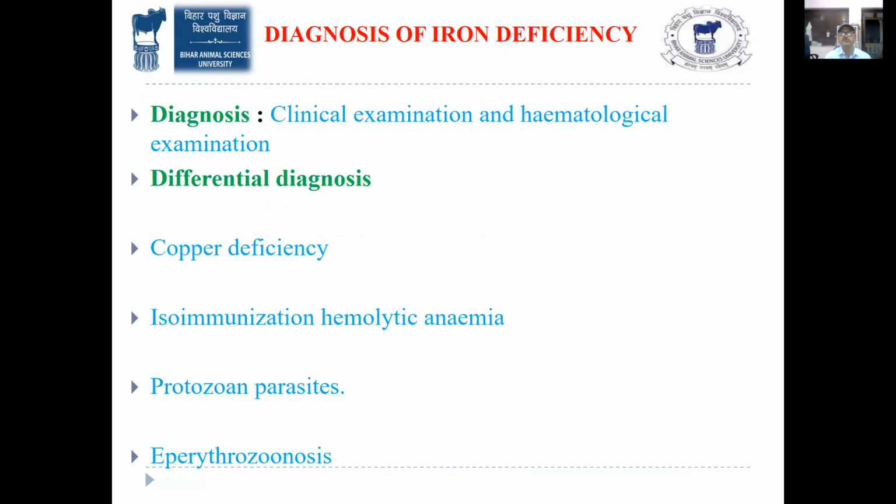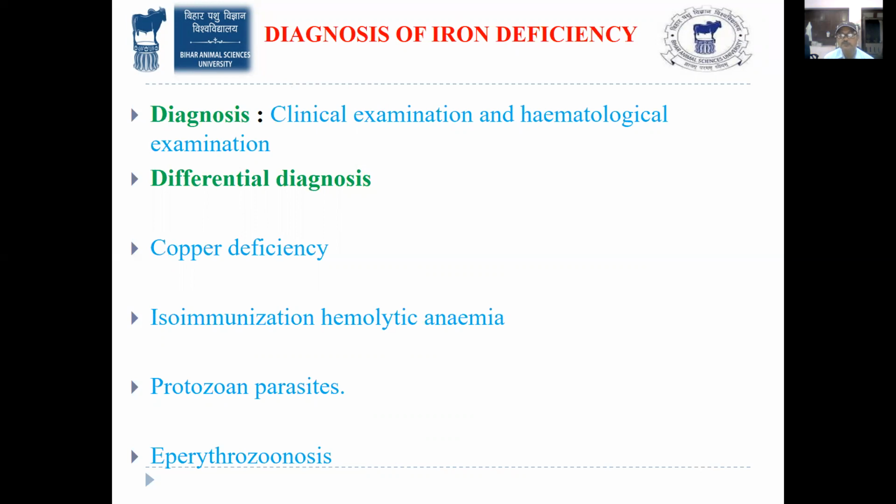During diagnosis, clinical examination and hematological examination determine the anemia and its severity. Differential diagnosis should be carried out with copper deficiency, which also causes anemia. It should also be differentiated from isoimmunization, hemolytic anemia, which causes hemoglobinuria and jaundice in young pigs. Protozoan parasitic infections should be differentiated.